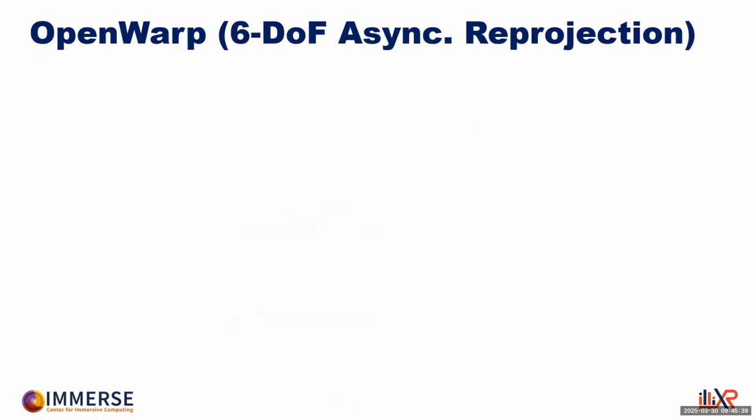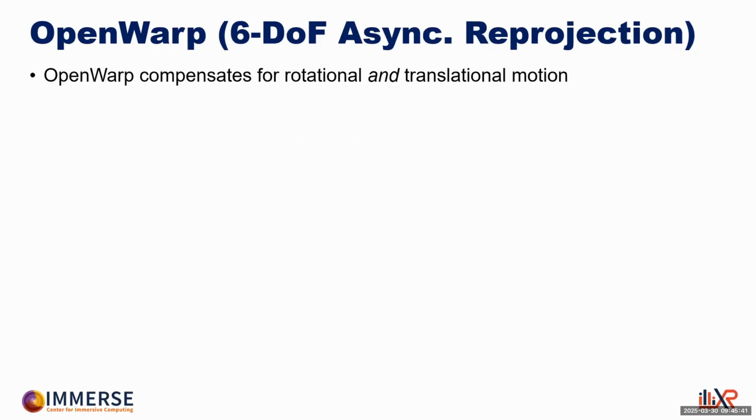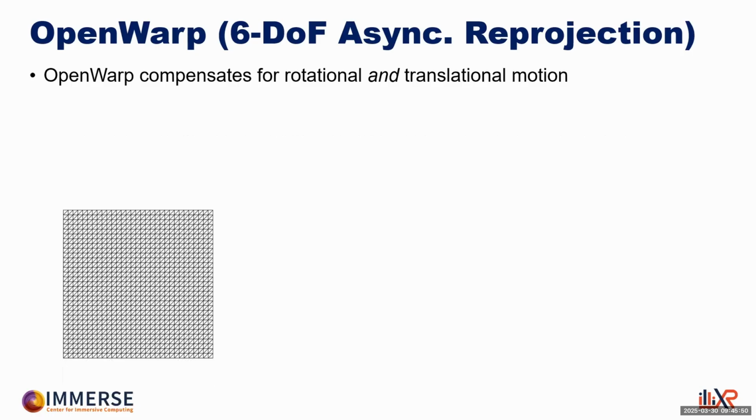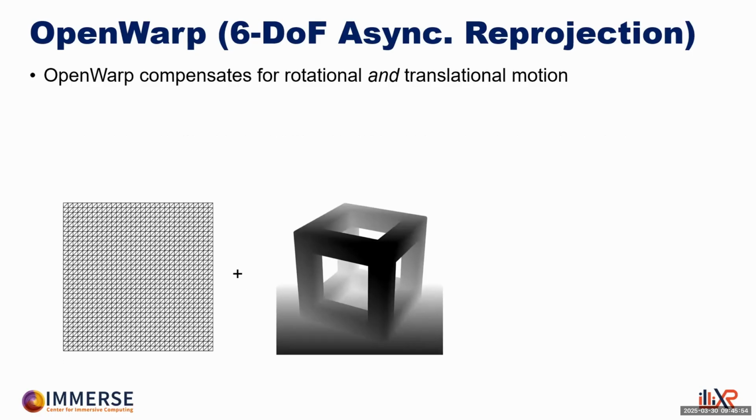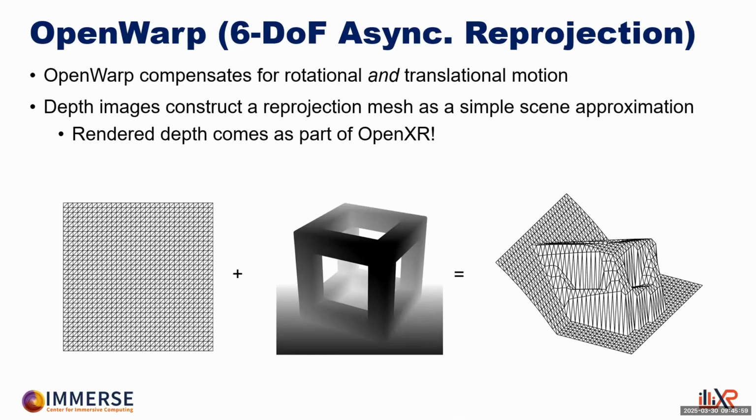So as we mentioned earlier, we designed OpenWarp, which is our lightweight mesh-based 6-degree of freedom asynchronous reprojection algorithm that compensates for both rotational and translational motion. How it works is by generating a grid of vertices, which are then mapped to render depth images and then transformed via the inverse projection and view matrices to construct something called a reprojection mesh. And what's nice is that the render depth comes as part of OpenXR. So any applications that provide render depth are immediately supported by OpenWarp.